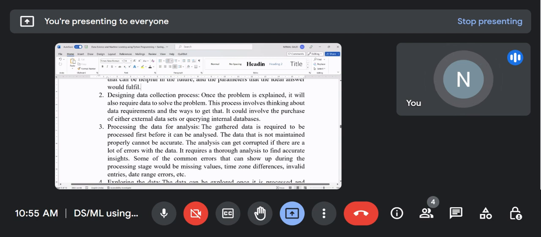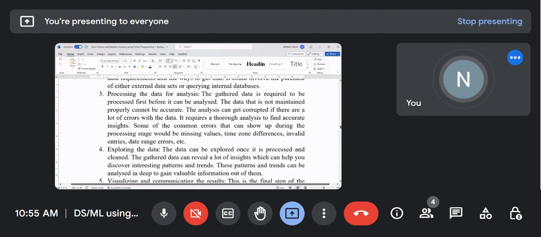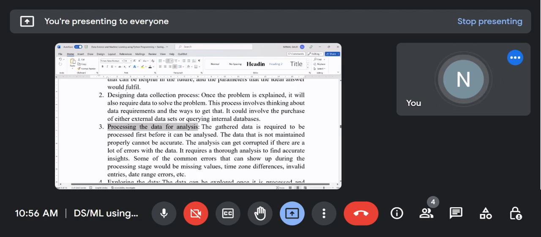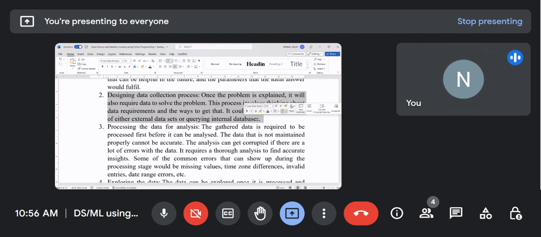Once the problem is explained, it will also require data to solve the problem. Obviously, data requirement and data gathering is the task of the data scientist. Collect the data from various sources, process the data, as I already told you above. As in machine learning, data pre-processing means I need to clean your data. The data which you have collected will be in a raw, unorganized format, in most cases. I need to process it, filter it, and clean it.